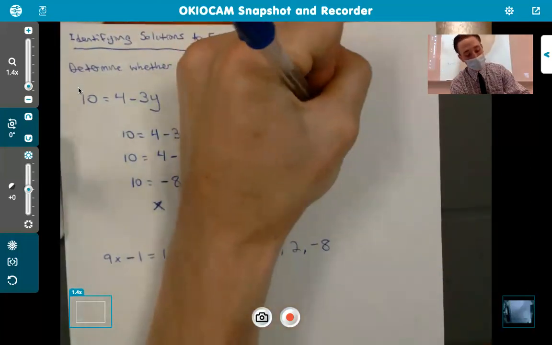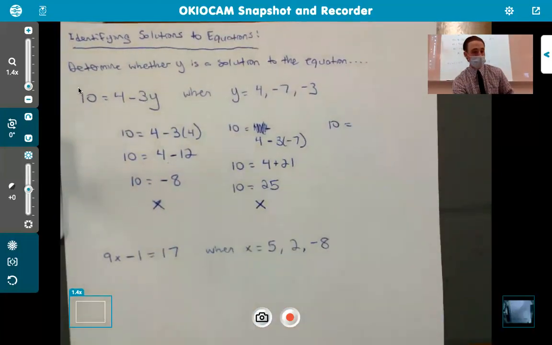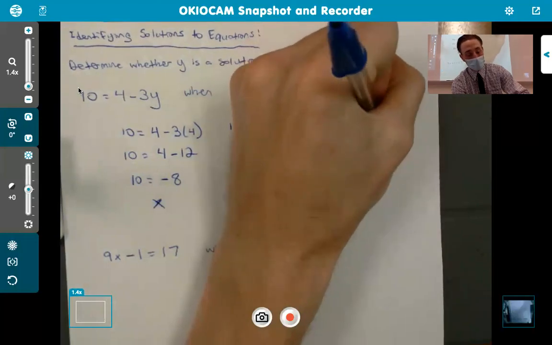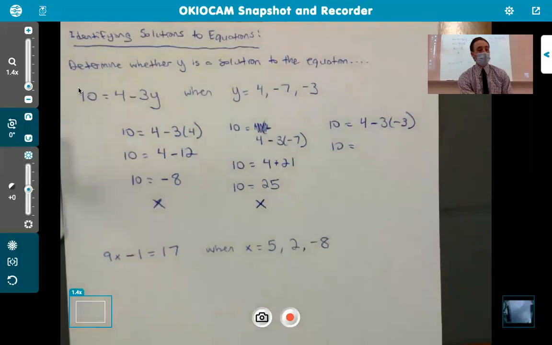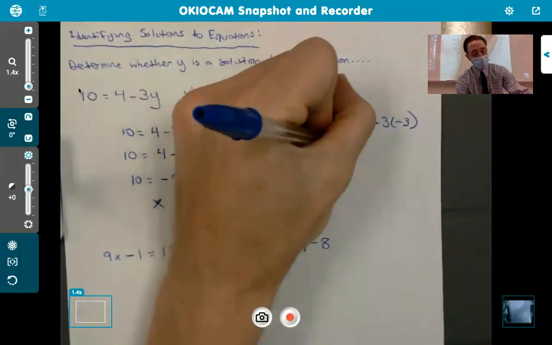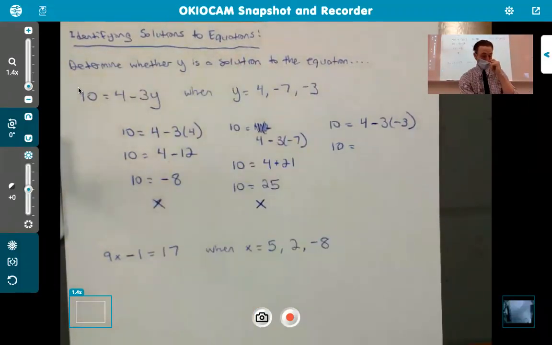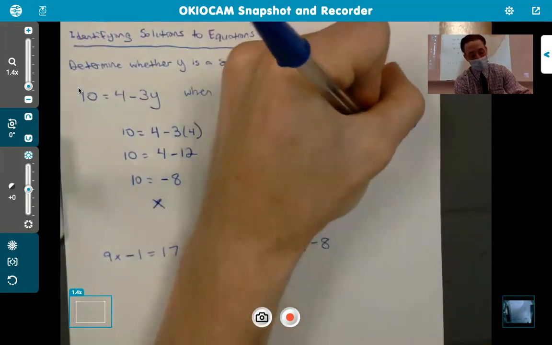Let's see about negative 3. 10 equals 4 minus 3 times negative 3. Well, what's negative 3 times negative 3? Positive 9. And what's positive 9 plus 4?